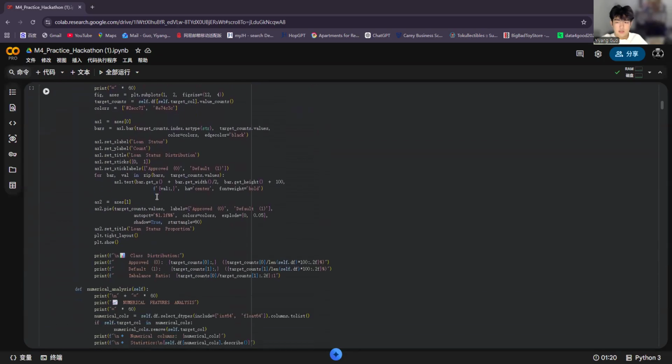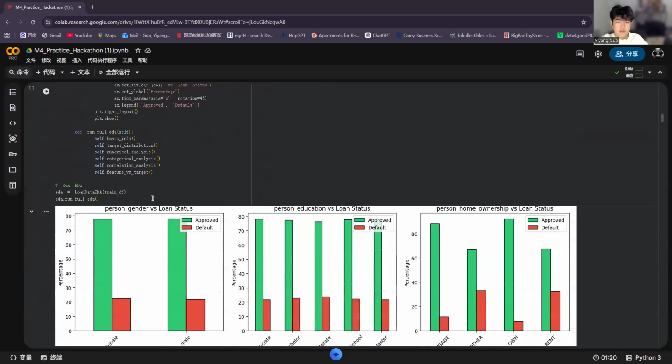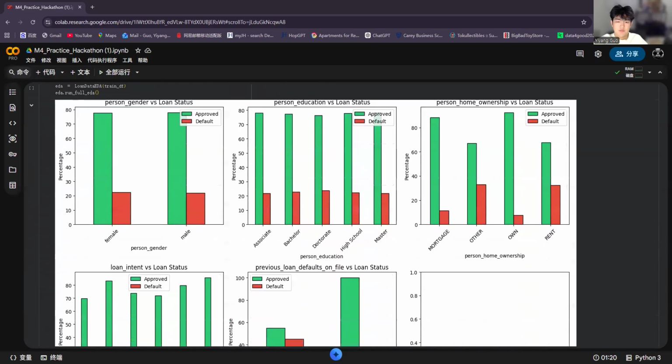And look at the target distributions. We see roughly a 3.5 to 1 imbalance, far more approvals than defaults. This confirms that accuracy would be misleading and F1 is more appropriate.